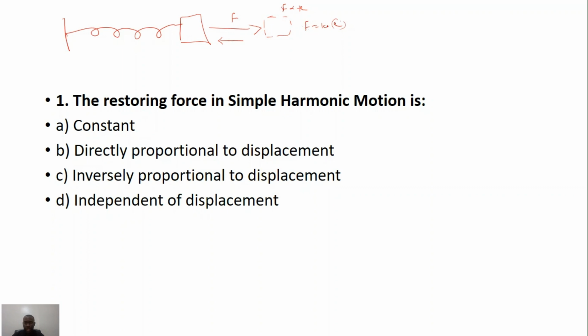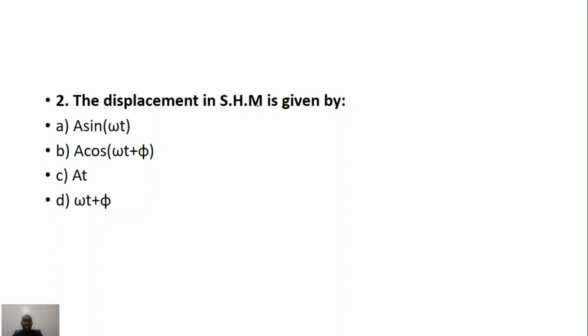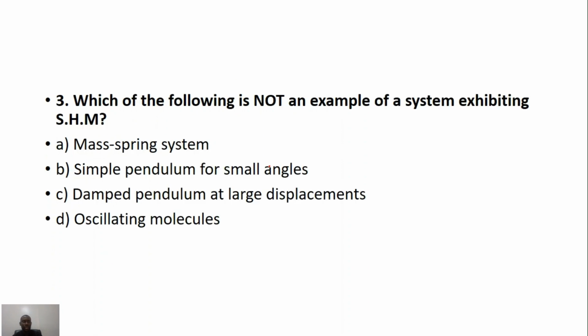As the force increases, the displacement increases, so they are directly proportional. Okay. The next question: the displacement in simple harmonic motion is given by, you can see this in the earlier slides I talked about, A cos theta. Which of the following is not an example of a system exhibiting simple harmonic motion? Mass spring, this is correct. Simple pendulum for small angles, this is correct.